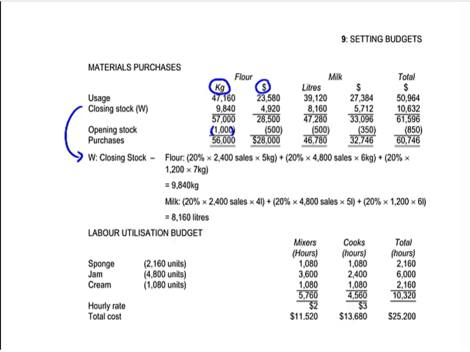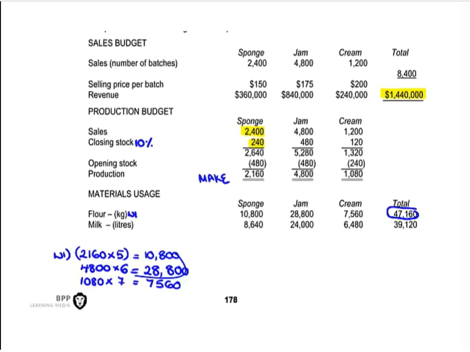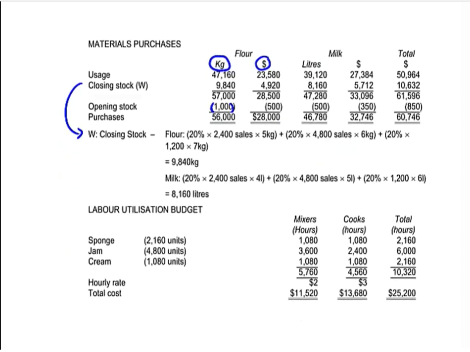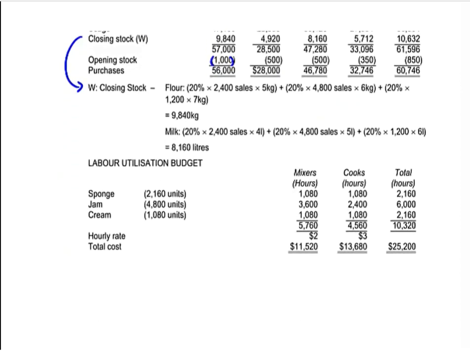What we've just done then, or what I've worked you through for flour, you also need to do for milk. So you need to think about how much milk is going to be needed for each of those production values, and multiply it by the number of litres. So 4 litres for a sponge, 5 for jam, and 6 for cream. And then you need to take the value of 39,120 for production and make the adjustments for inventory, and value that milk at 70 cents a litre.